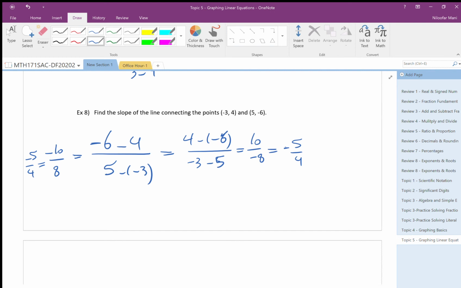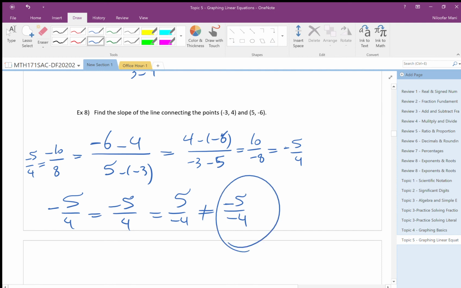Okay, and again, I want to mention, if I have minus 5 over 4, it's the same as 5 over minus 4, but it's not the same as minus 5 over minus 4. Okay, sometimes I see this mistake. If you have one minus, you don't distribute the minus to the top and bottom, because minus 5 over minus 4 is positive. This means 5 over 4, not minus 5 over 4.